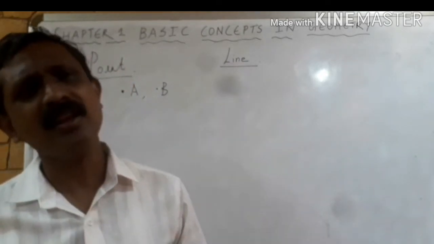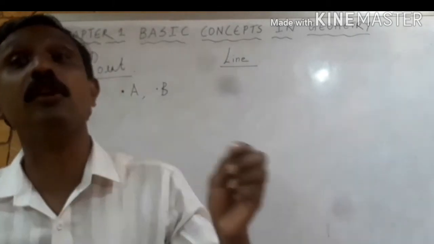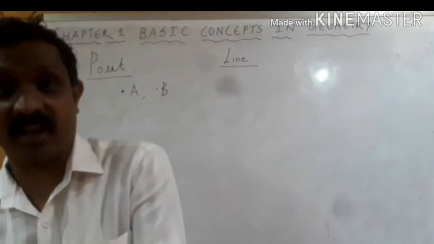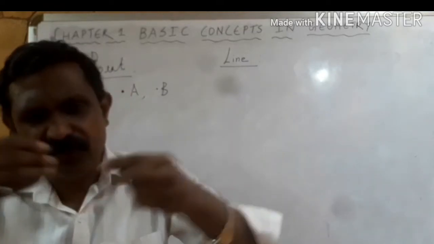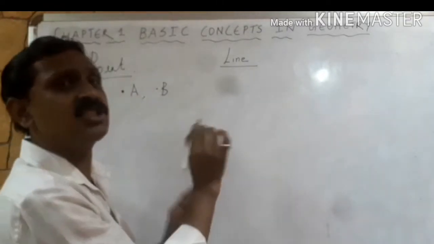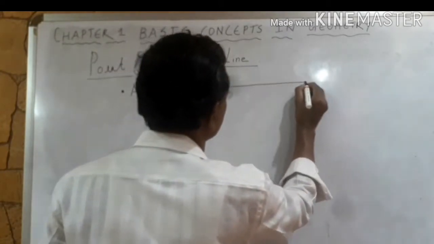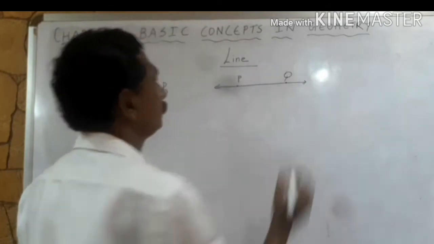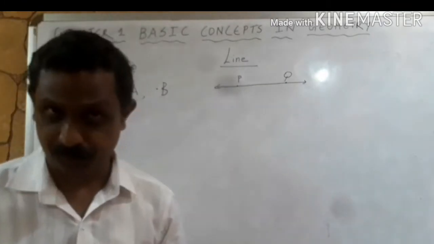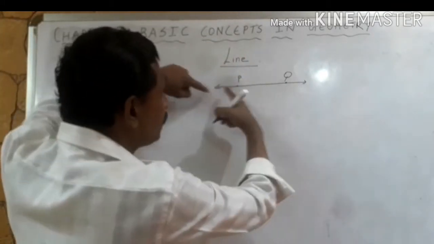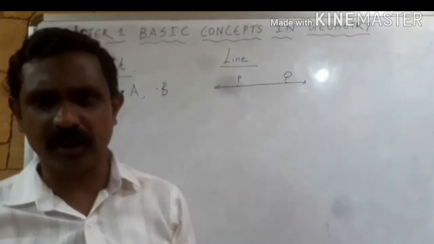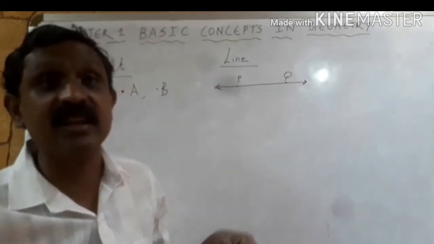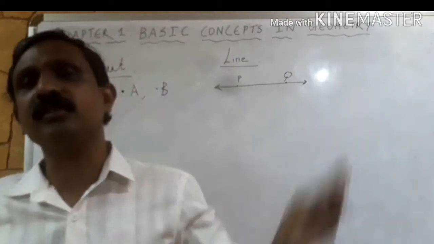Next we'll have line. What is a line? A line is a set of points which extends infinitely in both the directions. Let us draw and see it. This is a line. If you see, it is a set of points which extends infinitely in both the directions. The two arrows here indicate that the line is extending infinitely in both the directions.